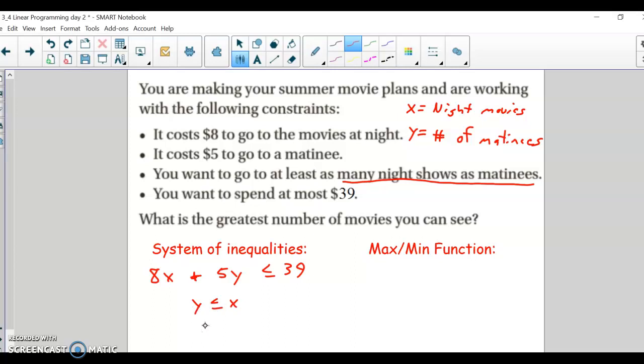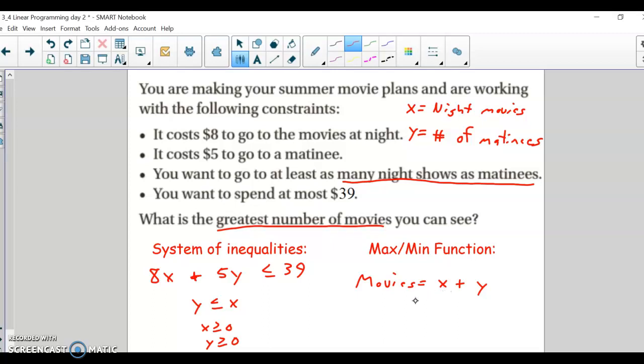All right, and then the last 2, these aren't as critical, but these are the same things we had yesterday, where basically you can't be negative. So we'd say the night movies x has to be greater than or equal to 0, same thing with matinees y. All right, so those are our inequalities, that's our system. All right, and then the min-max function, this is a little bit goofy, but you want to see the greatest number of movies as you can see. So the number of movies we see is equal to the night movies plus the matinees. So that's what we're trying to maximize, is just x plus y.